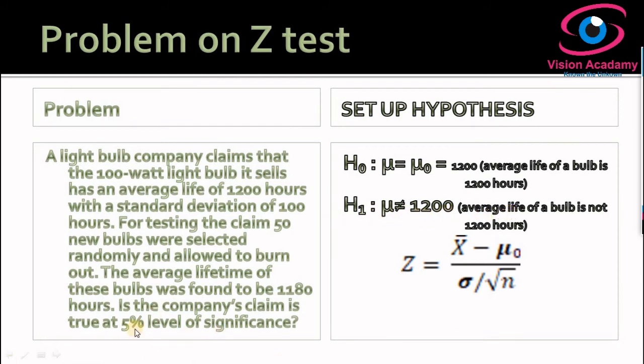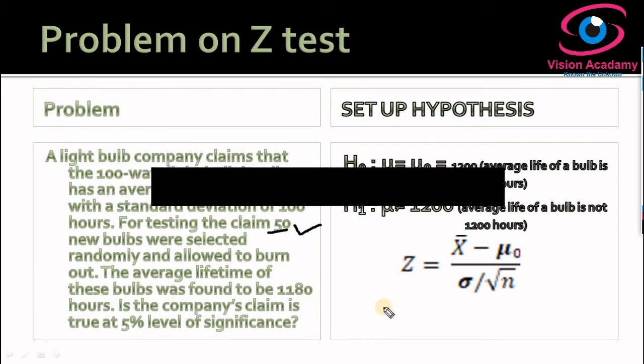The formula we use to test this hypothesis is z is equal to x bar minus mu, and in the denominator, standard deviation by root n. Here I am going for a z test because the sample size is greater than 30. If it is lesser than 30, I would have to go for a t test. Here the sample size is greater than 30, it means 50 in this case. So we have to test the hypothesis under the z test.